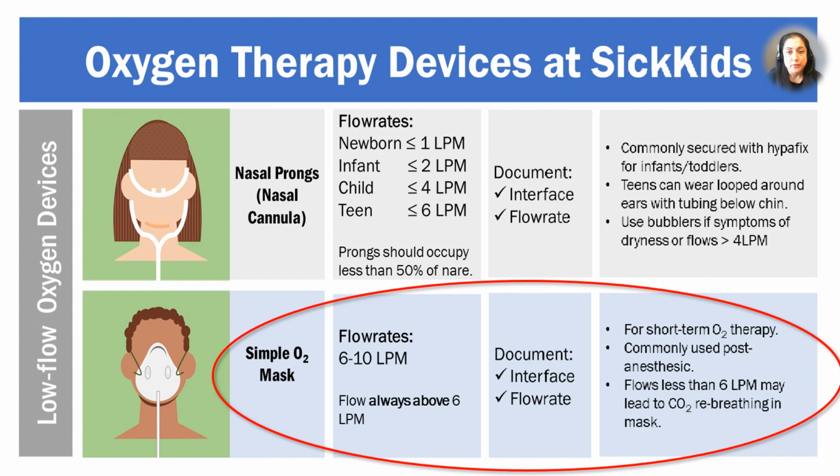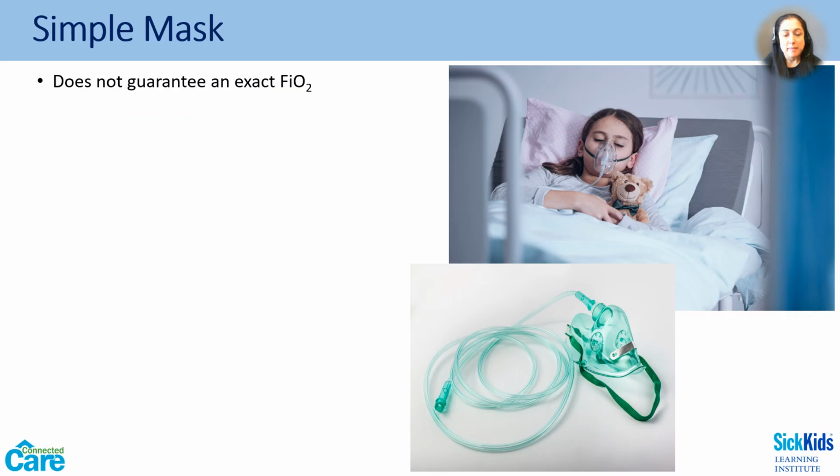Now let's review the simple mask. A simple mask is one that has oxygen tubing attached and holes at the sides of the mask. And this is what makes it a low flow system, because you can't guarantee an exact FiO2 as there is variable mixing of room air when the child breathes in. It is available in small and large sizes.